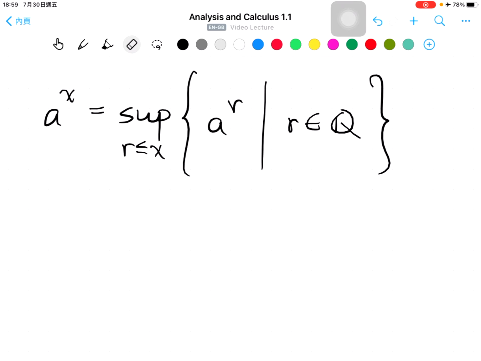Now, once we have this definition, we should start to think. We had laws of indices before, right? And your teachers would probably tell you that it's true for any real numbers, just use that as a given fact. But is it really true? Now that we have this definition, can we prove or verify that it indeed is true?